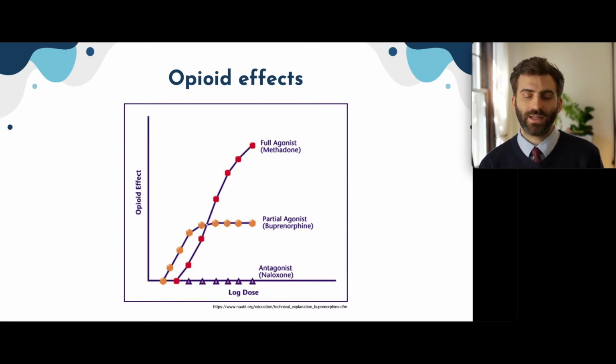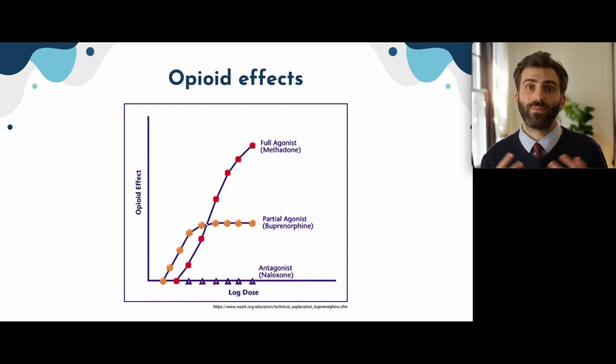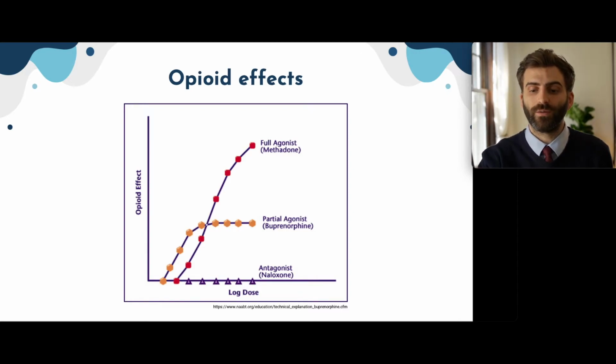Next is an antagonist. So say the patient wants to completely be off opioids, you can give them a long-term antagonist like naltrexone, and if they try to use opioids, their receptors are blocked and they won't really work.